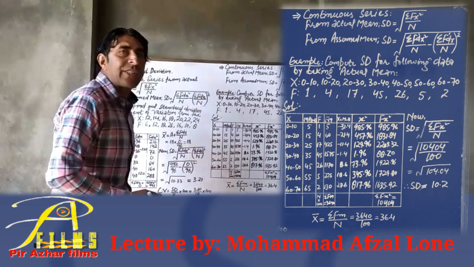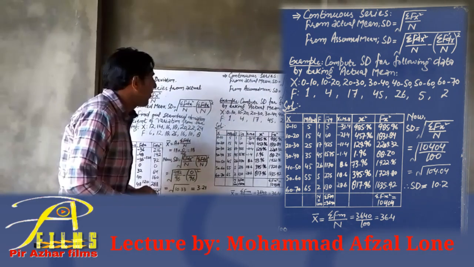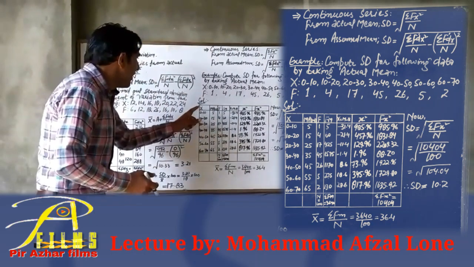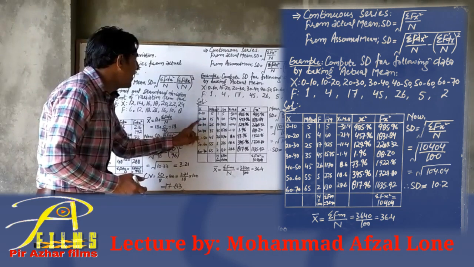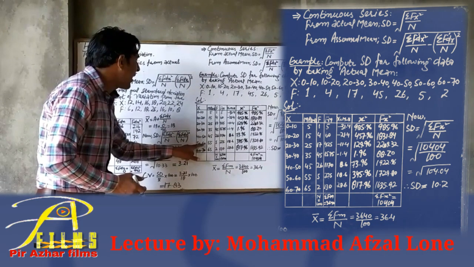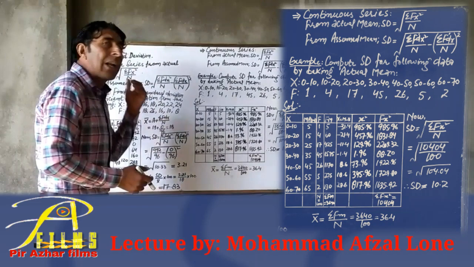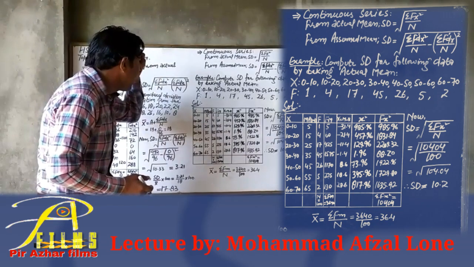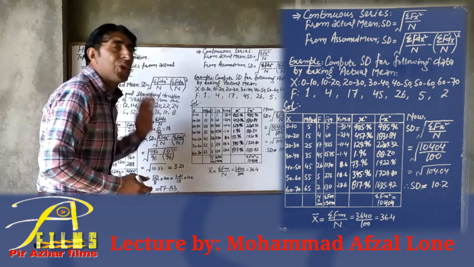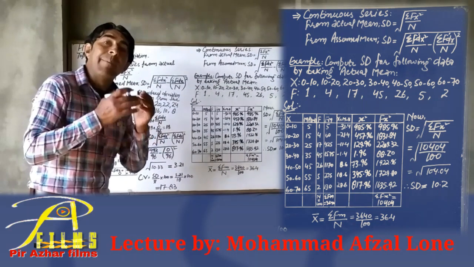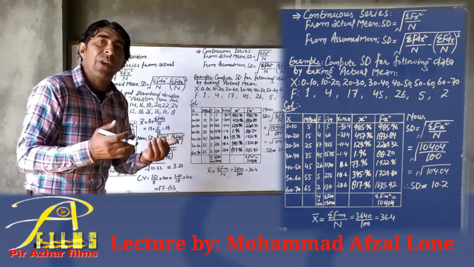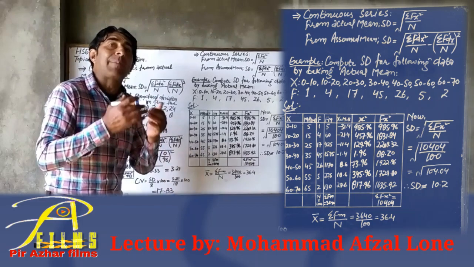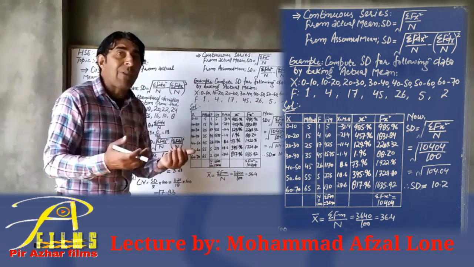Now let's come towards the solution. We have a table here. In the first column, we will write the variable x and the items in the shape of the class intervals: 0 to 10, 10 to 20, 20 to 30, 30 to 40, 40 to 50, 50 to 60 and 60 to 70. We have to calculate the midpoint here. In the third column, we are taking the frequency: 1, 4, 17, 45, 26, 5 and 2. Let's calculate the midpoint, or you can say the mid value. For calculating the midpoint, we add the lower limit of the class interval to the upper limit, divided by 2.